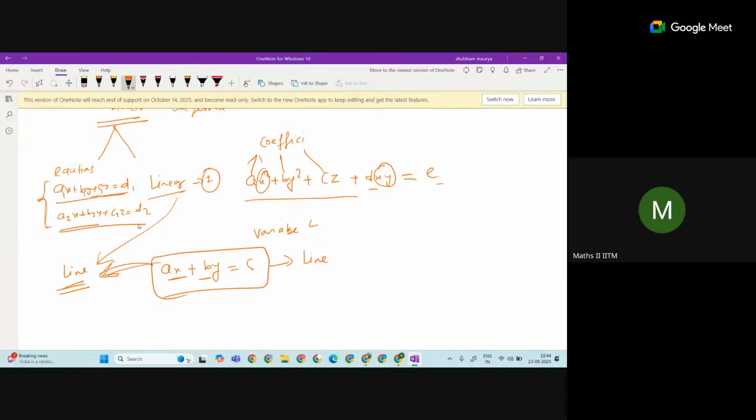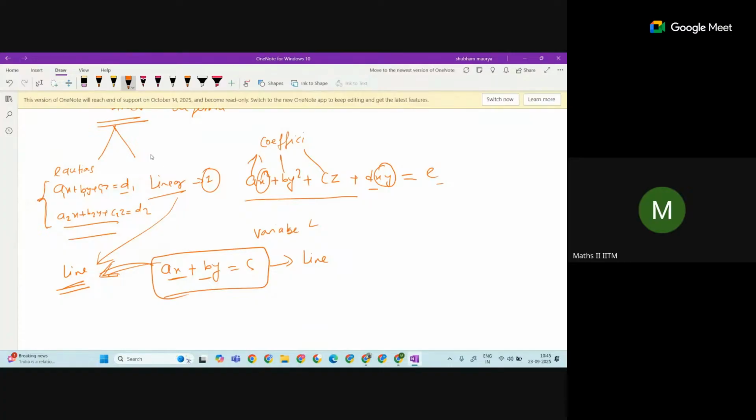Each term has degree 1, and this is linear. And a system of linear equations means we have either only one, you can call it a system of linear equations, or maybe more, 3, 4, 5 till n. So more equations may be there. And I want to solve simultaneously. What is the meaning of simultaneously?